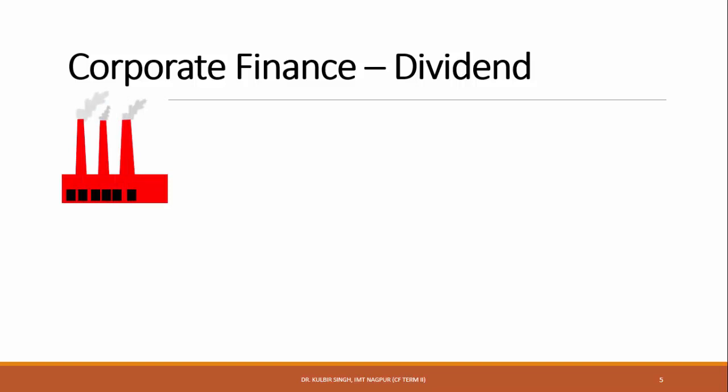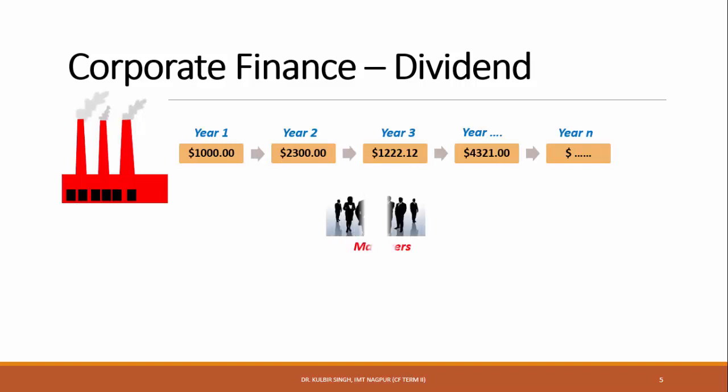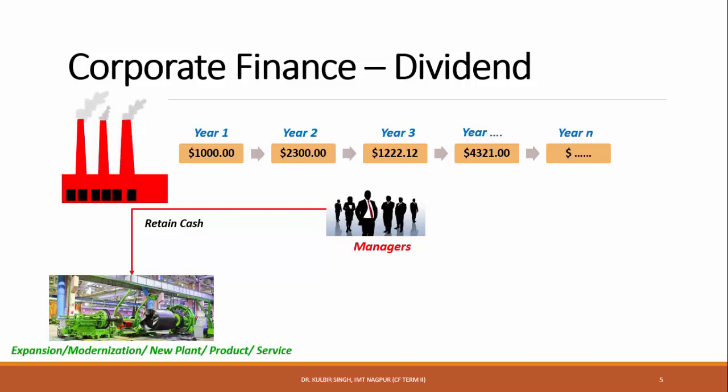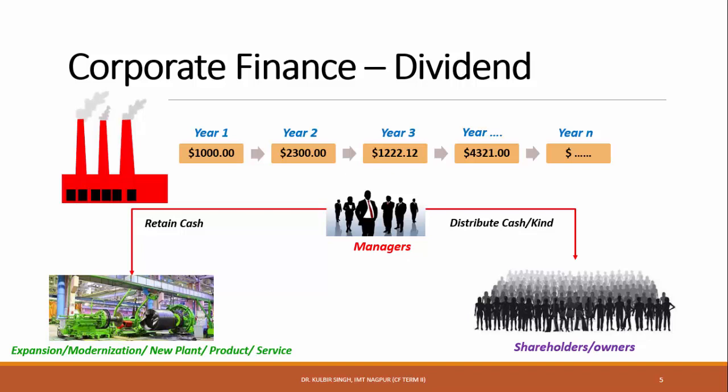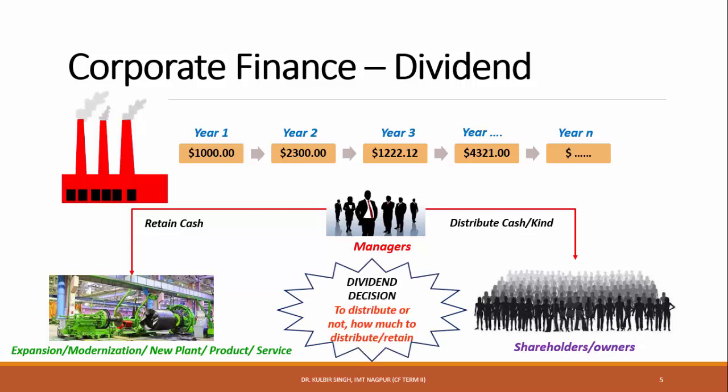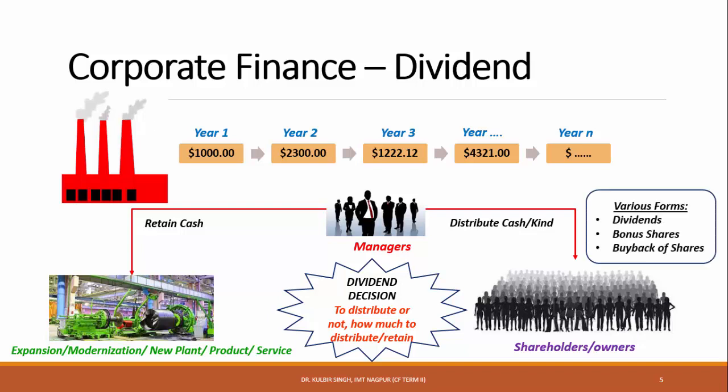The investment in assets generates revenues and cash flows for a specified period of time. The managers of the firm can either retain cash with the company for further investment or investments in the plants and machinery, for example, expansion, modernization, or start launching a new product or service. Or managers can distribute cash or kind to the shareholders who are the owners of the firm. This comprises the dividend decision: to distribute or not, or how much to distribute and how much to retain. Managers can distribute cash or in kind to shareholders. The various forms of distribution are dividends, bonus shares, or buyback of shares.